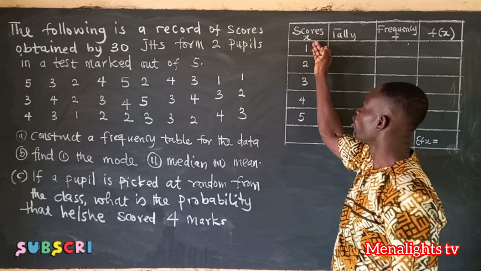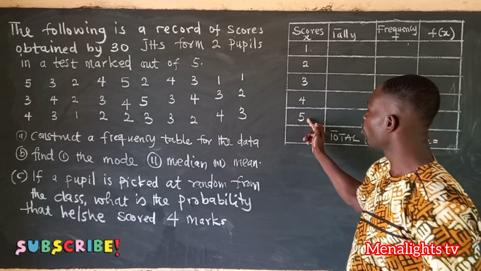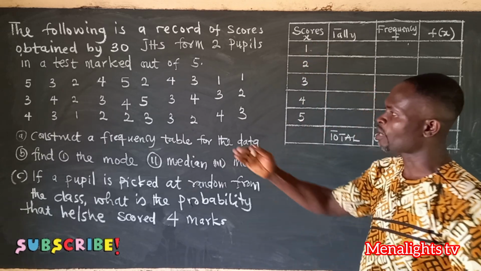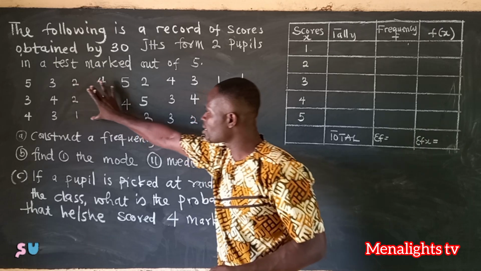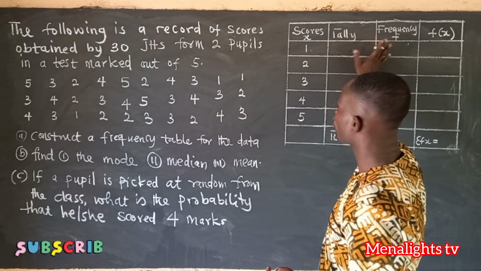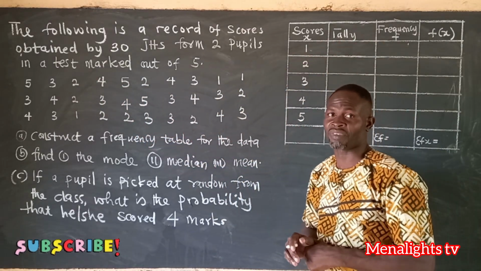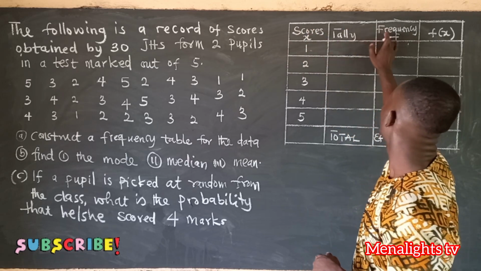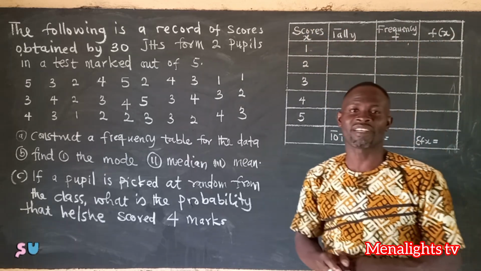We have the smallest score, which is 1, and then the highest score, which is 5. So we are going to use this set of data to complete the frequency table that we have here. So we have the score, tally, frequency, and then the fx.